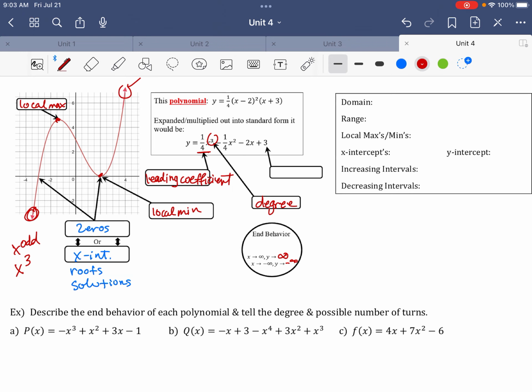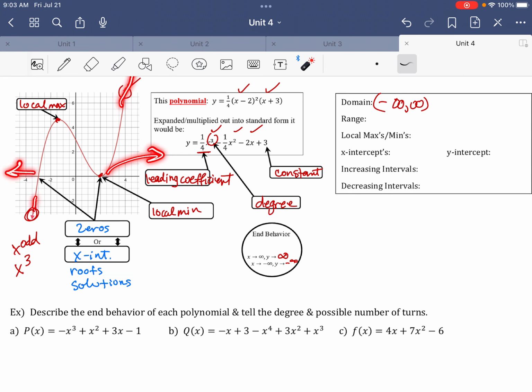Coefficient. Okay. All right, and then this 3 over here is kind of important. This is the constant term. Okay, so my domain. Think about what numbers you can plug in for x here or here. You can plug in any number you want, negative infinity to infinity. So what that's telling you also is that this graph exists all the way to the right and all the way to the left.